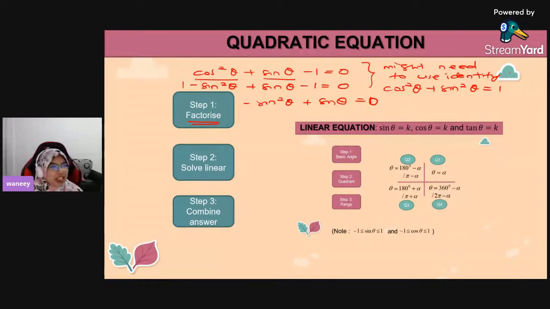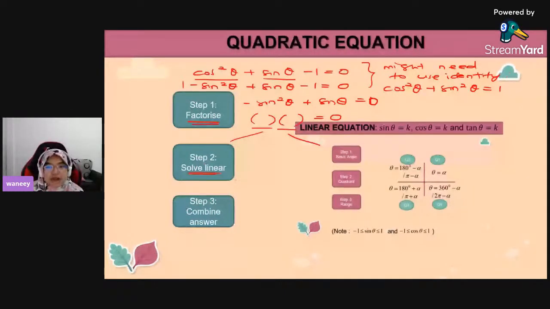If you couldn't see anything that can be factorized, then most likely you need to use the identity first, change everything into either sine square, cos square, or tangent square, or cotangent square, secant square, or cosecant square, and then make sure to factorize them completely. So you must be able to factorize them completely. And after that, you're going to have two linear functions because once you factorize, you will have two linear, right? So you have two linear functions and then you got to solve the linear functions.